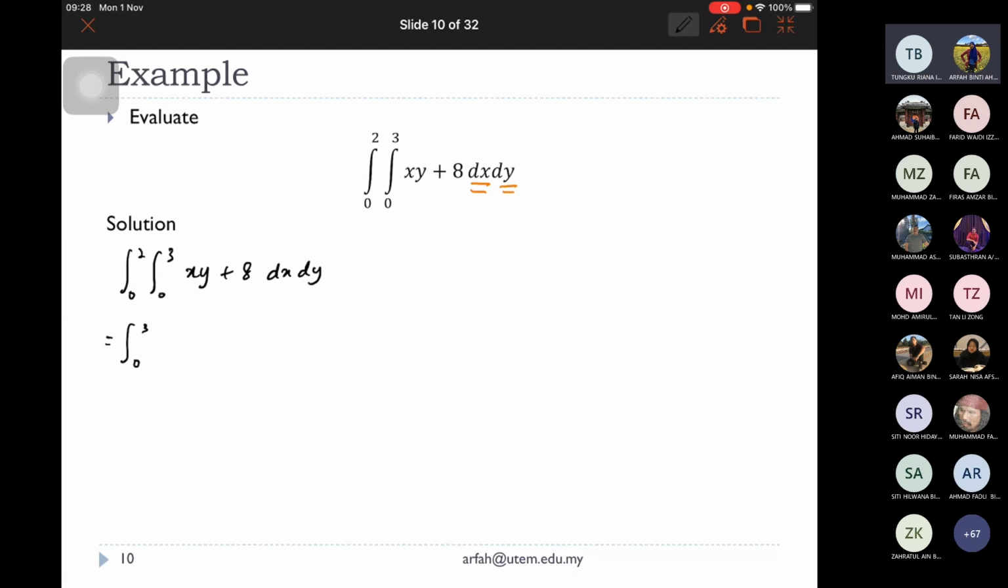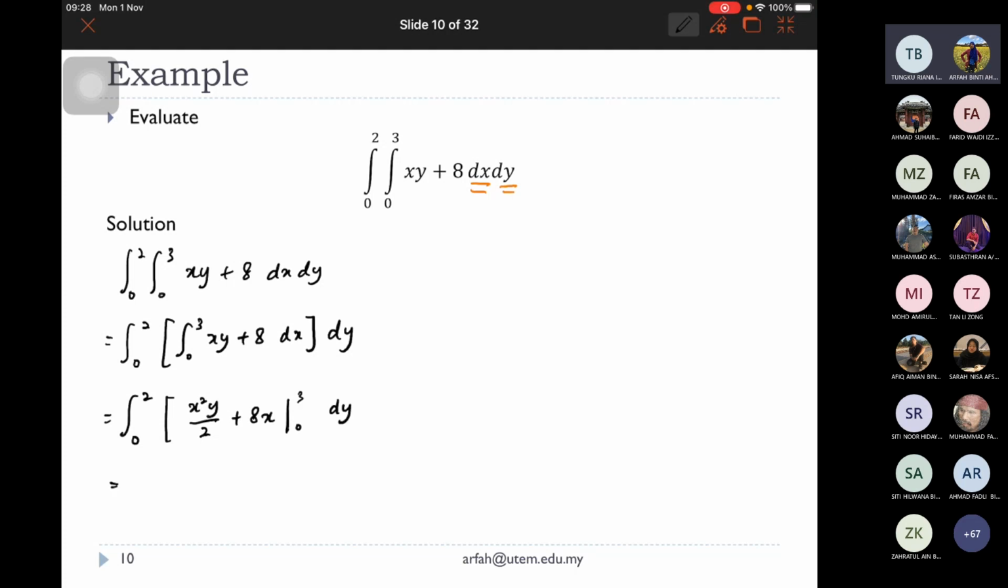So equal to 0 until 2, okay, 0 sampai 2, and then 0 sampai 3, xy tambah 8 dx. Okay, then we will solve for dy. So solving for x, you are going to have x squared y over 2 plus 8x. 0 sampai 3 dy. So you are going to have 2 and then 3 kali 3, 9 per 2 y tambah 24 dy. Okay.